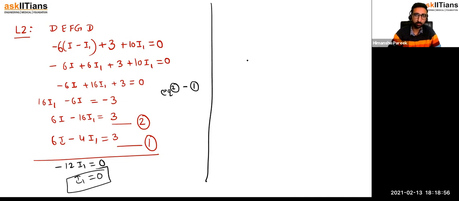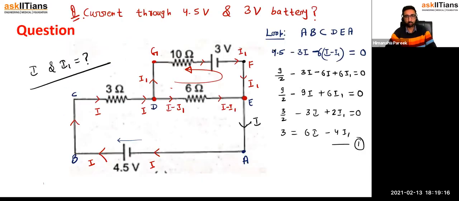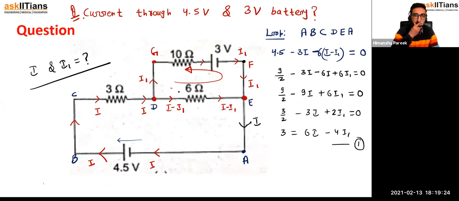Now we'll put this value of I1 equal to 0 in equation number 1 or 2, anywhere. Let's put it in equation number 2. So 6I minus 0 is equal to 3. So I is equal to half ampere, and I1 equal to 0 ampere. Let us go back. Our question was the current through the 4.5 volt battery: half ampere. Current through the other battery: 0 ampere. So that's the main thing.